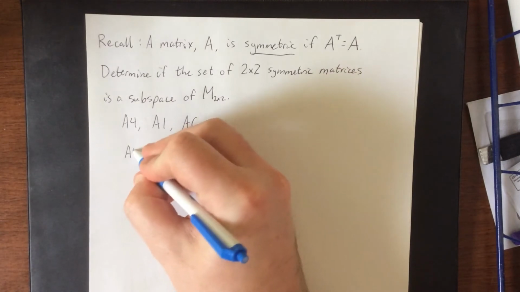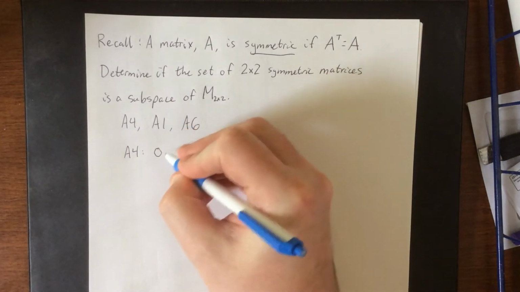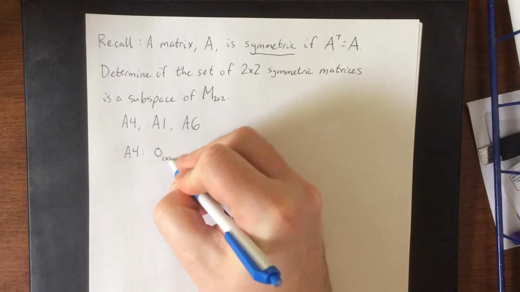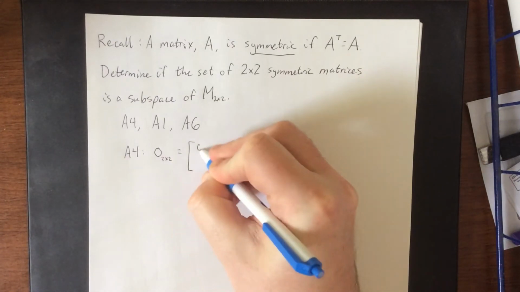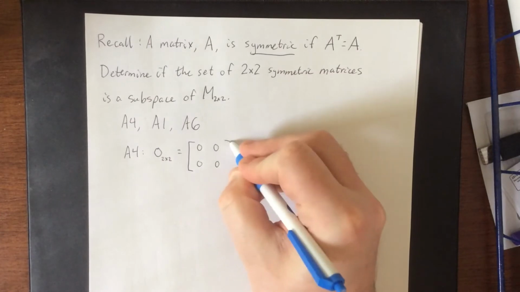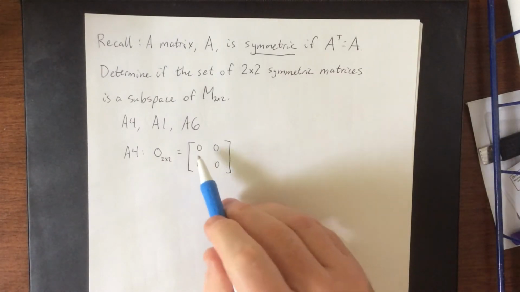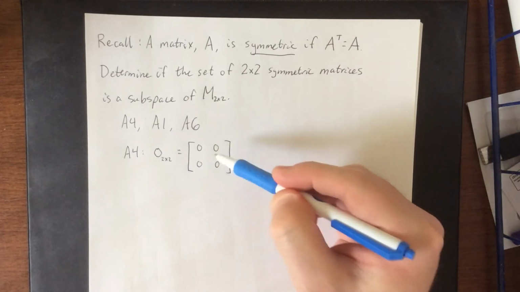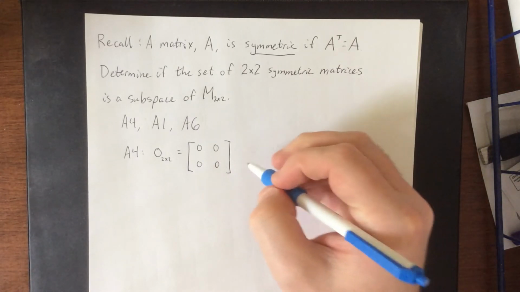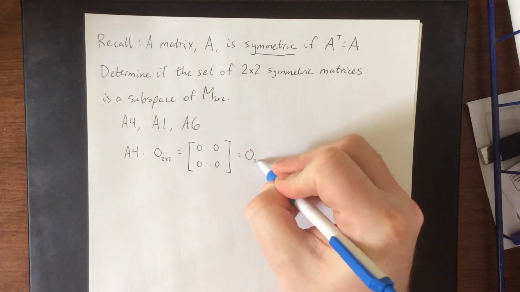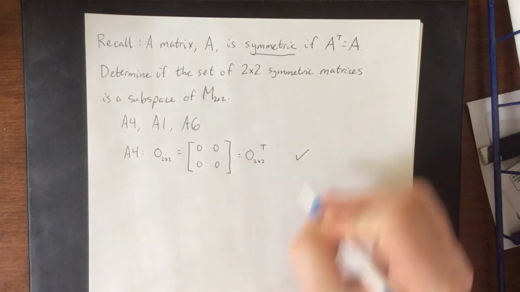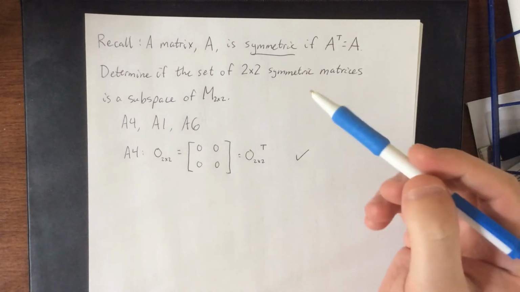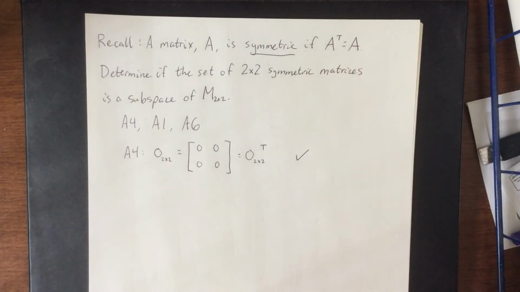So to start with A4, we're going to check to see if the zero matrix, what's a good notation for that? The 2 by 2 zero matrix. We'll check to see if that's symmetric. Now, given that the first row is 0, 0, and the second row is 0, 0, and the first column is 0, 0, and the second column is 0, 0, I would say this is definitely equal to its own transpose. As such, the zero matrix is contained within the subset of 2 by 2 symmetric matrices.